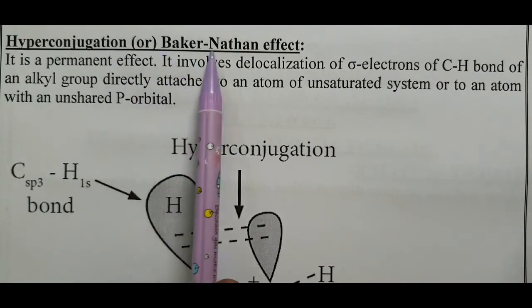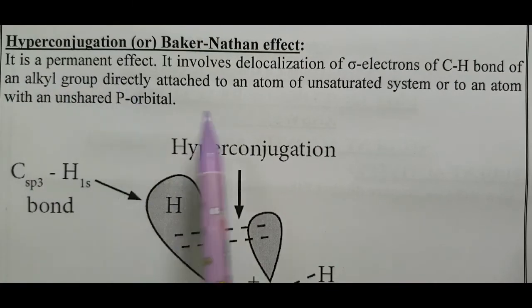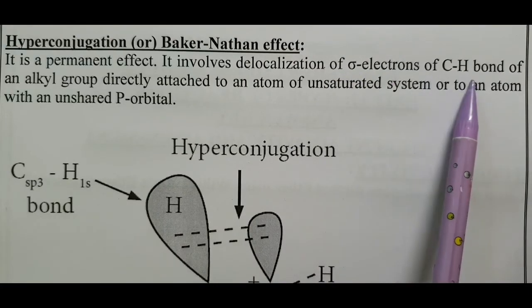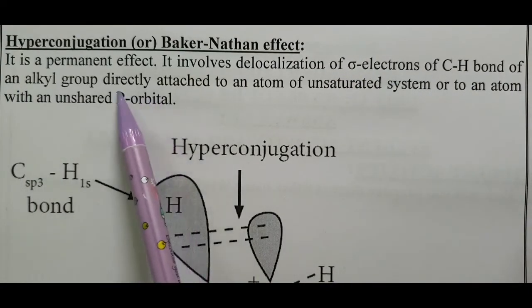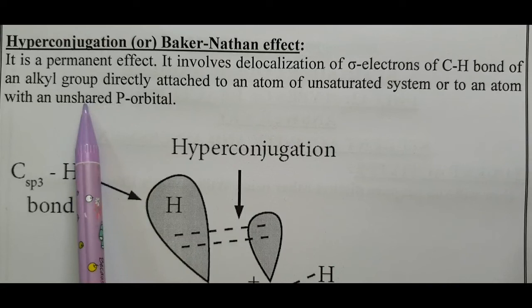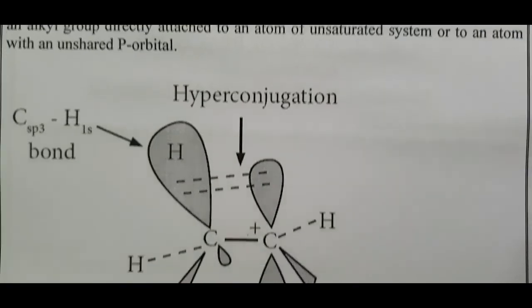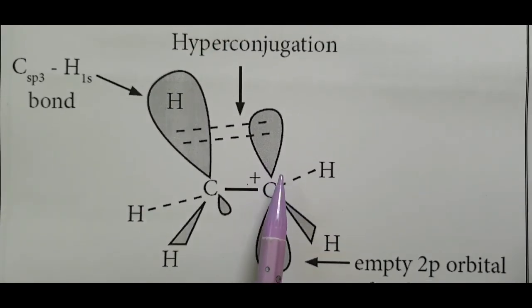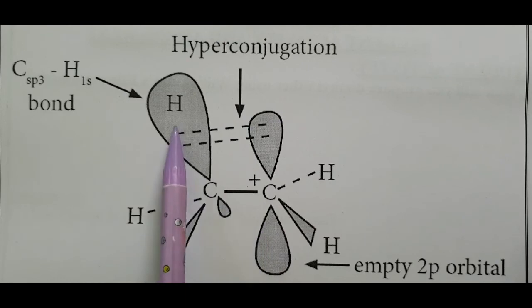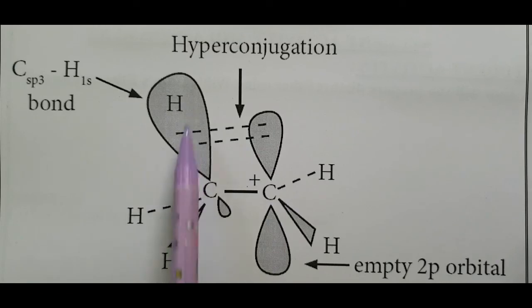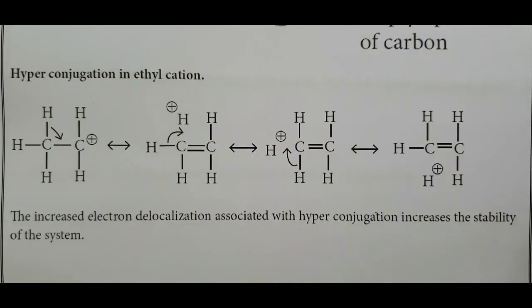Hyperconjugation, or the Baker-Nathan effect. It is a permanent effect. It involves delocalization of sigma electrons of the C-H bond of an alkyl group directly attached to an atom of an unsaturated system or to an atom with an unshared p electron. Here you have CH3 CH2, one orbital of one carbon atom. Now the bond between the carbon and hydrogen, the C-H bond, is shifted towards the carbon atom. For example, see this ethyl plus.